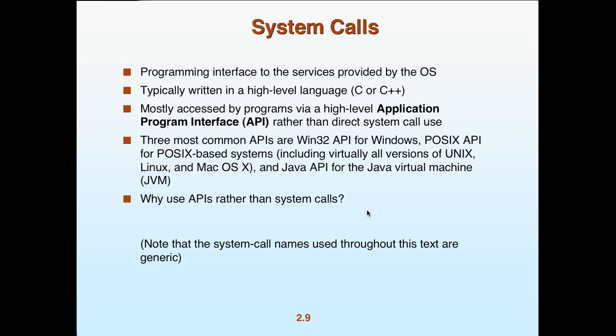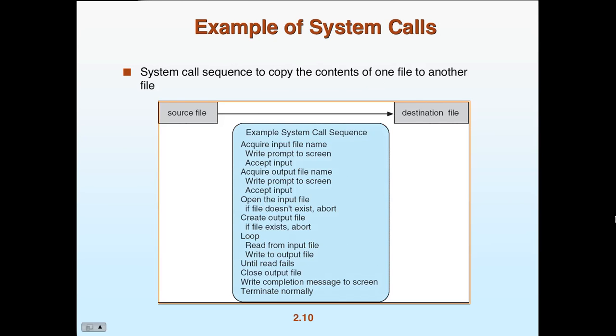So why use APIs rather than system calls? It automates the work. It's a little easier. It combines a lot of different system calls together into one call. Makes it a lot faster. And note the name system call. Names used throughout the text are generic in terms of the system call. So read or write would be a generic type of system call, is what that's referring to.